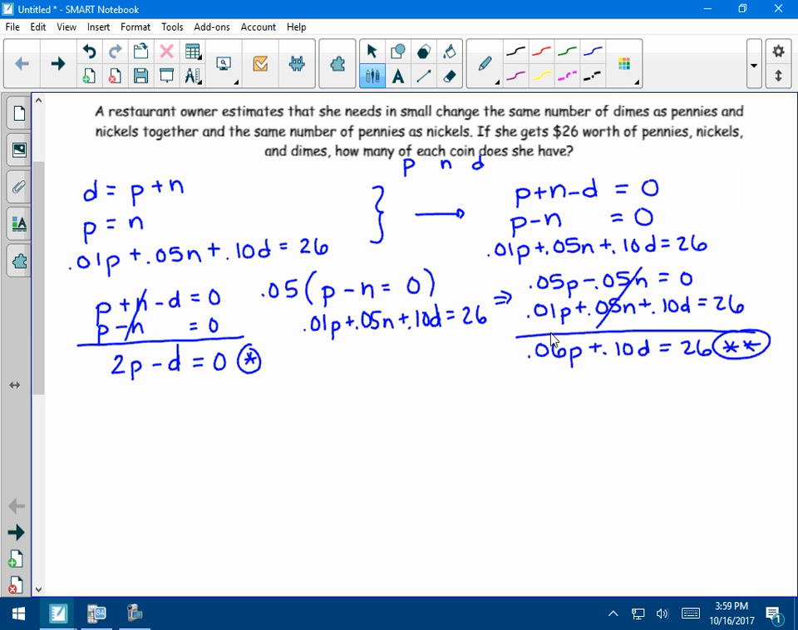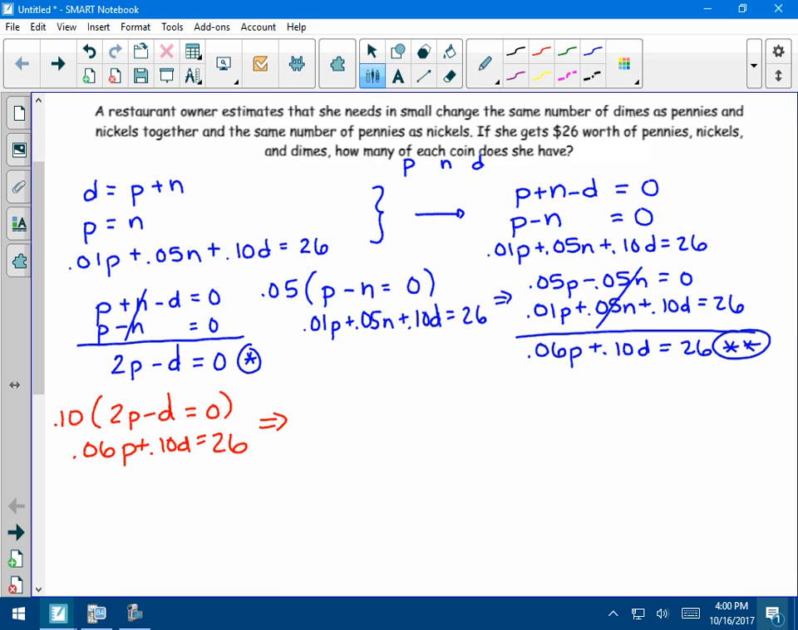Okay, hopefully this is becoming an old trick by now. Now I've got to take these two equations, 2p minus d equals 0, and 0.06p plus 0.10d equals 26, and eliminate one of those variables. What do you think is the easiest to eliminate? Definitely d. So I want to multiply this one by 0.10.